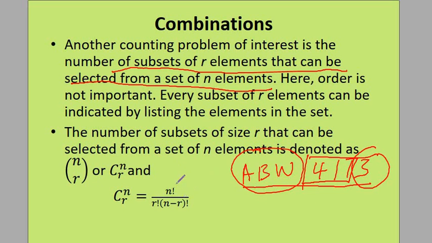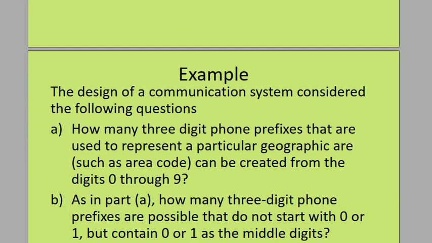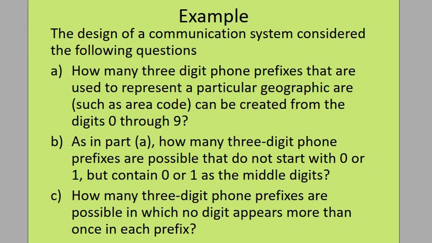So the combination formula is given by n factorial over r factorial times (n minus r) factorial. So let's see some examples. Let's do some examples.